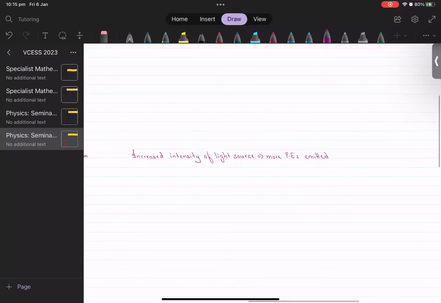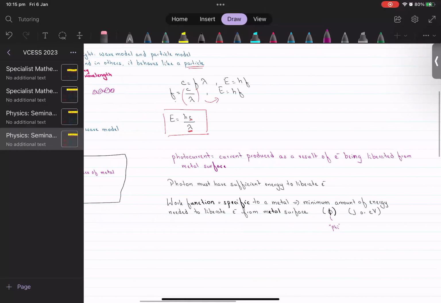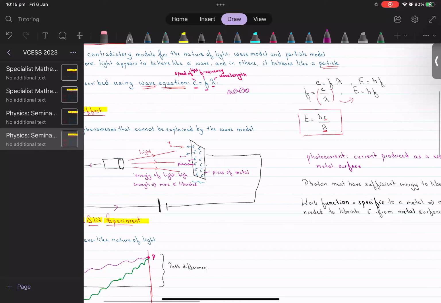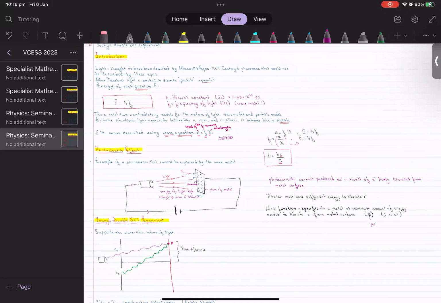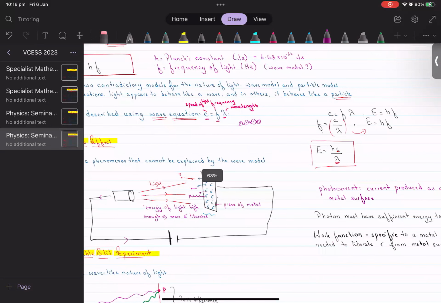So the brighter we make this light, the more photons are going to hit the metal, more photons will have energy to liberate electrons from the surface, and so more photoelectrons are emitted. And experimentally we can see that there is a one-to-one correspondence between the photon that's absorbed and the electron that's coming off. So all of this suggests that light behaves like a particle in this case. This can't be explained by the wave model. It's only explainable by the particle model.